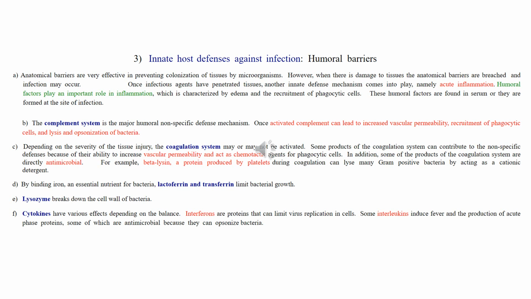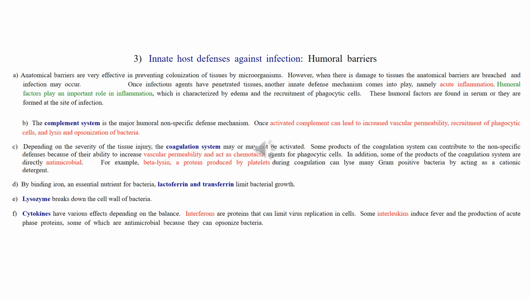The other part is the complement system, which is the major humoral non-specific defense mechanism. Once activated, complement can lead to increased vascular permeability, recruitment of phagocytic cells, lysis of the bacteria, and opsonization of the bacteria.